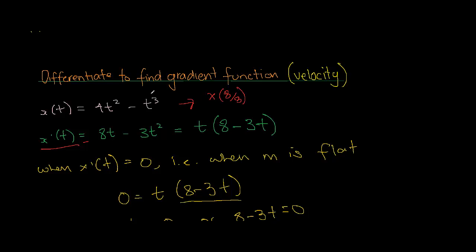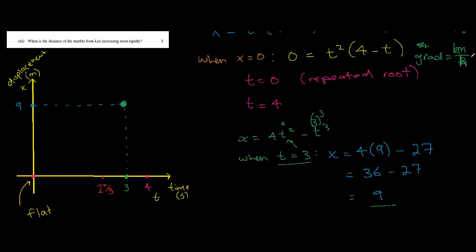That's saying when the time is 8 on 3, we're going to get 4 times (8 on 3) all squared minus (8 on 3) all cubed. And I just bang this into the calculator: 8 on 3 squared times 4 minus, in brackets, 8 on 3 all cubed. And what do we end up with? I've just written it down here somewhere. It's approximately equal to 9.48.